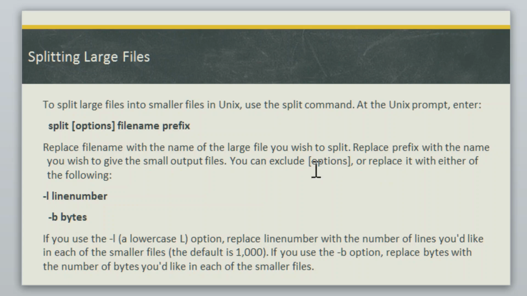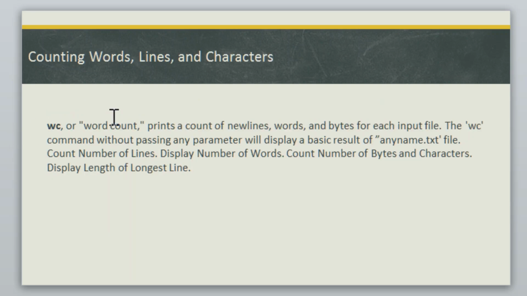but you could, and you can replace it with either of the following: -l for line number and -b for bytes. If you use the -l option, you replace line number with the number of lines you'd like in each of the smaller files. If you use the -b option, you replace bytes with the number of bytes you'd like in each of the smaller files. So you can actually size how many smaller files you want.